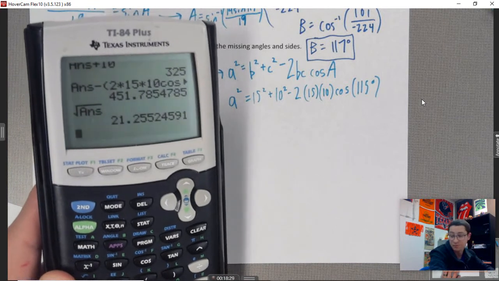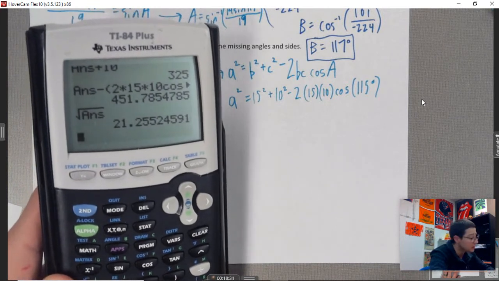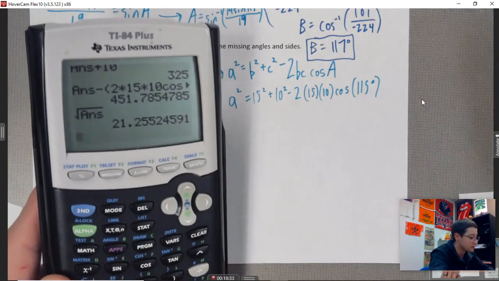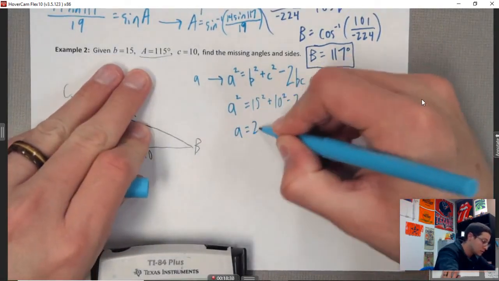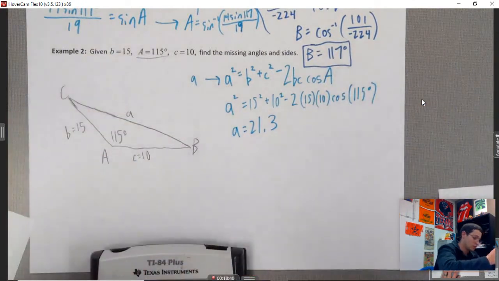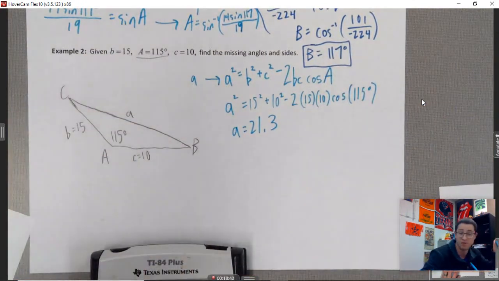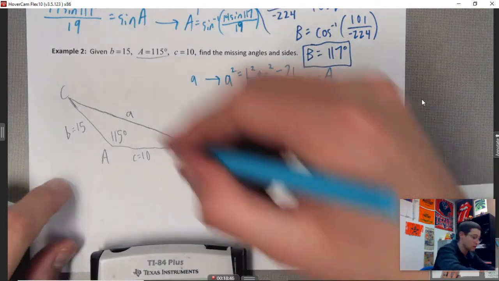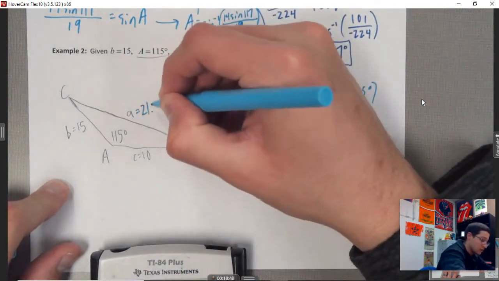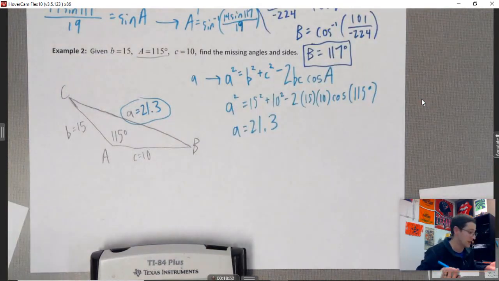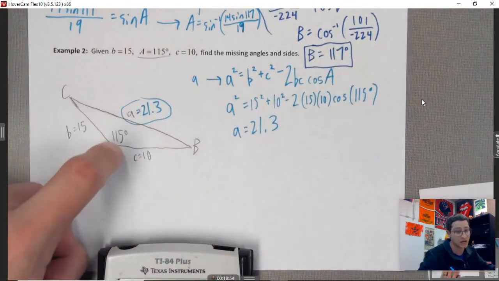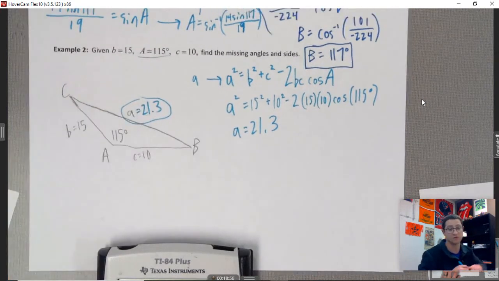We will hit enter, and we're going to get 21.3. We'll round it to the nearest tenth there. So I've got A is equal to 21.3. All right, so I have my third side there. Okay, so this is 21.3. And now you should notice that I have an angle and a side combo, right? The ones right across from each other.